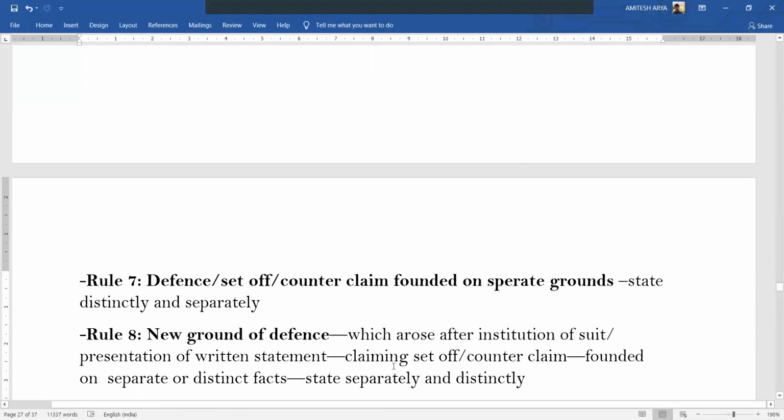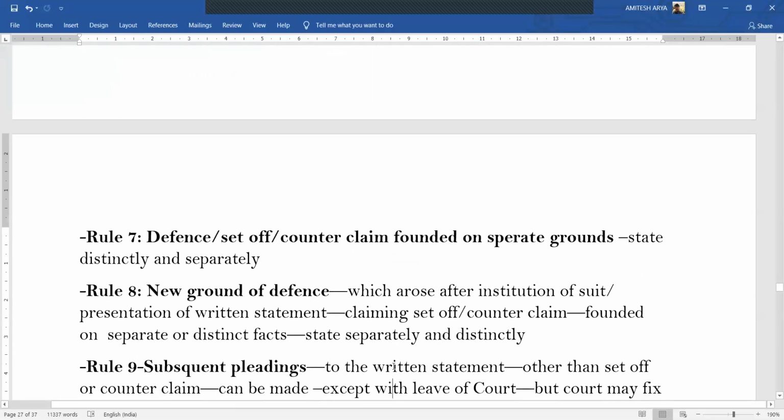Then Rule 7 is also stating that if you're taking a certain defense, or you're putting up the claim of a set-off or a counterclaim, it should be founded on separate grounds. That also you should state distinctly and separately. Rule 8 is saying, again, if there's a new ground of defense which has come into your knowledge after the suit has been instituted, or after you've prepared the written statement, and where you are trying to claim set-off or counterclaim, there also state separately and distinctly.